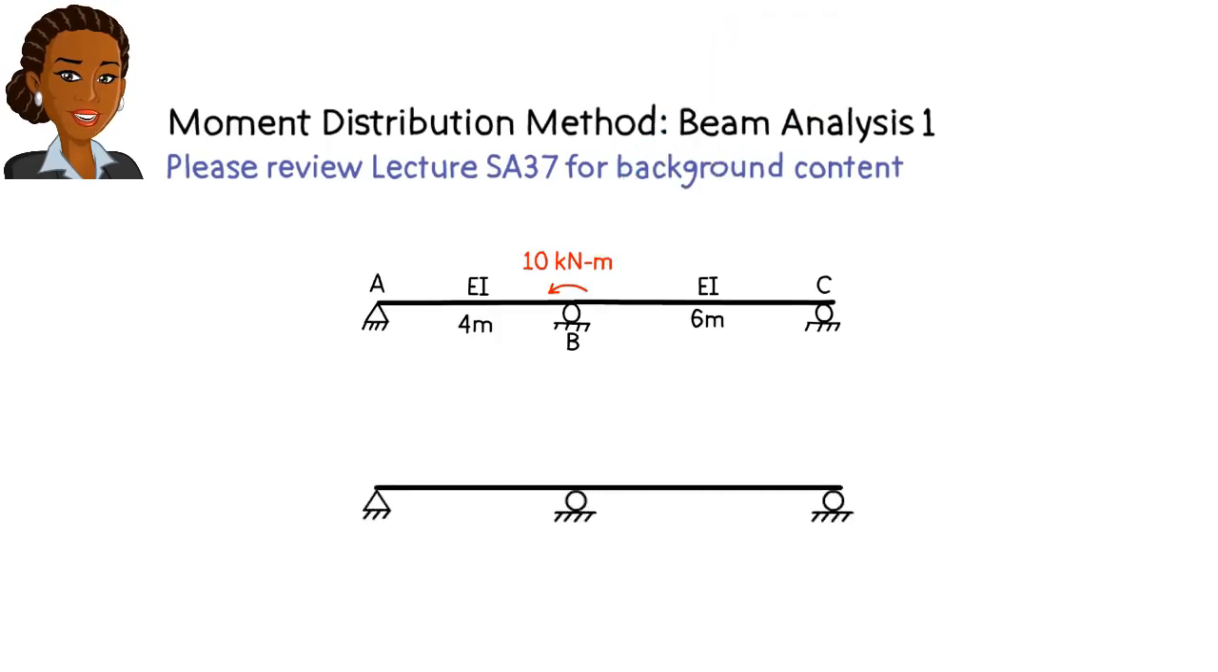As the name suggests, this method involves distributing moments. What does that mean exactly? It means, given a bending moment at a joint, we distribute it among the other joints of the structure. The joints that receive a part of that moment, in turn, distribute it among the other joints. This process repeats itself until every joint is balanced with respect to the bending moment.